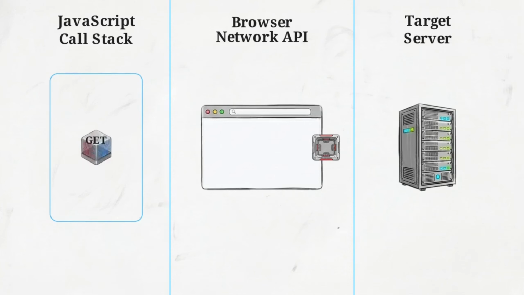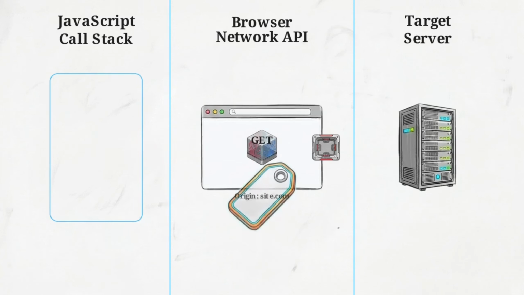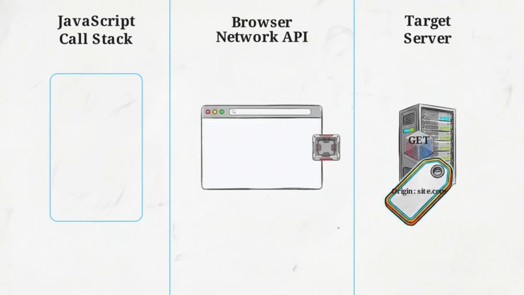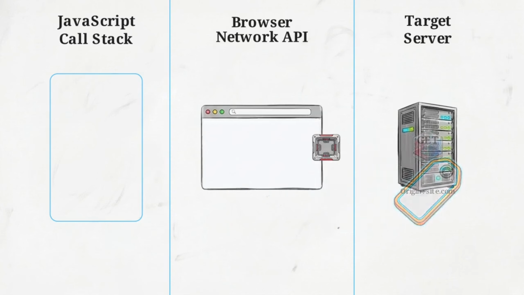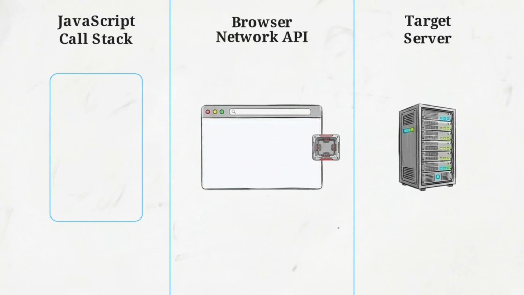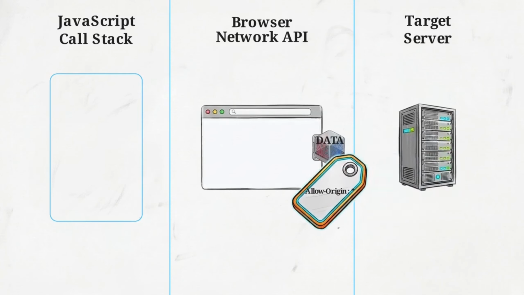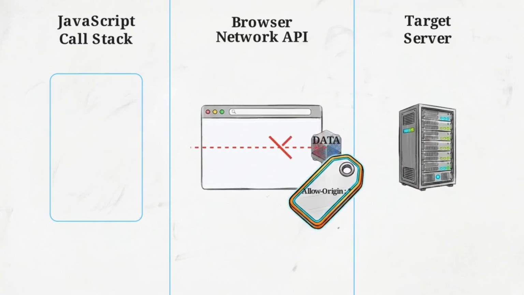When your JavaScript thread initiates a simple request, the data payload moves directly through the browser's network API and out to the target server. Passing through, the browser automatically stamps the packet with an origin header. Your JavaScript does not instruct this. The engine enforces it. The target server receives the payload, processes the request, and returns data, attaching an Access-Control-Allow-Origin header to its response.